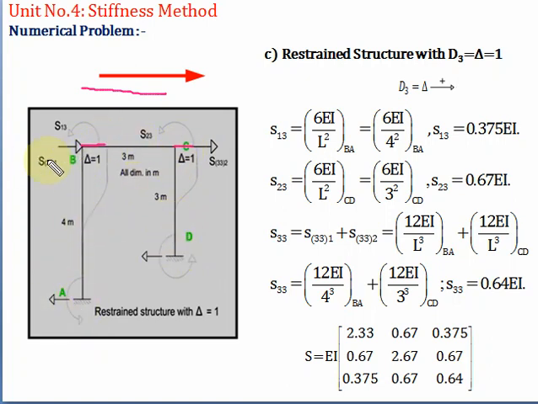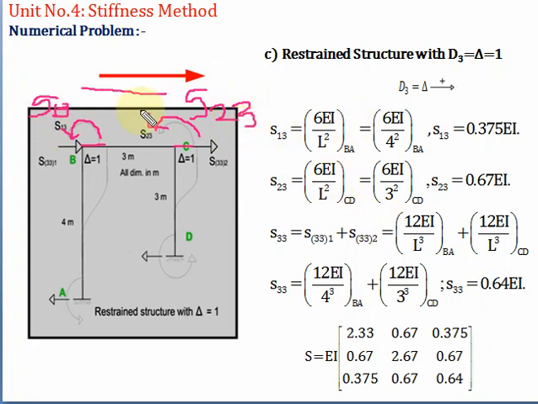Now due to this delta, here this will be theta B and this will be theta C. What is the unknown number? Theta B is our first unknown, and the unit rotation is applied at delta. Delta is our third unknown. So this is S13. Theta C is our second unknown, and the unit rotation is applied at delta, so this will be S23.